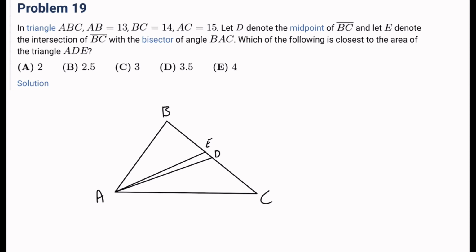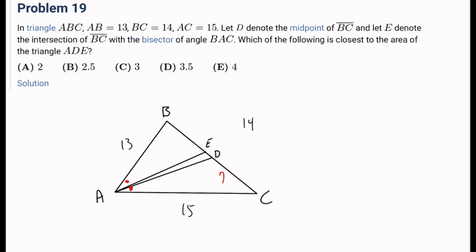So first of all, D is the midpoint of BC. So this and this, they would have the same length. And we know that AB is 13, BC is 14, and AC is 15, right? So that means DC, this would be 7, right? And then E is the intersection of BC with the bisector of angle BAC. Okay, so this and this angles, they are the same, and we want the area of the triangle ADE. So all we want is the height of the triangle and the base length, right? So first, let's get on finding the base length.